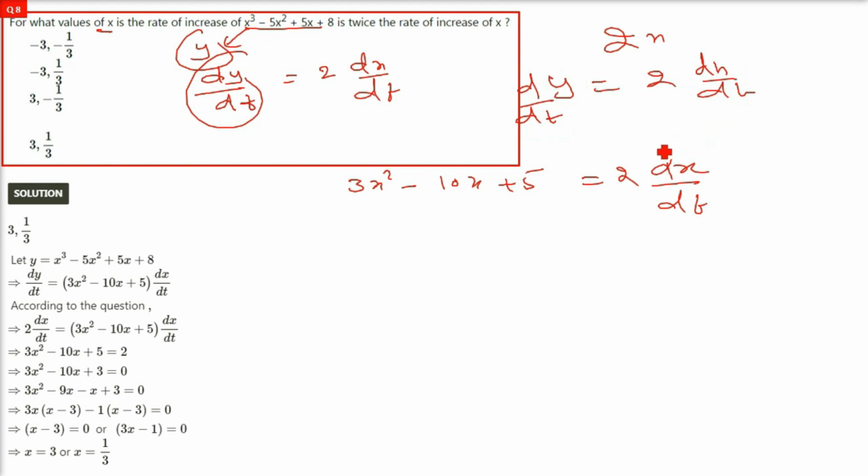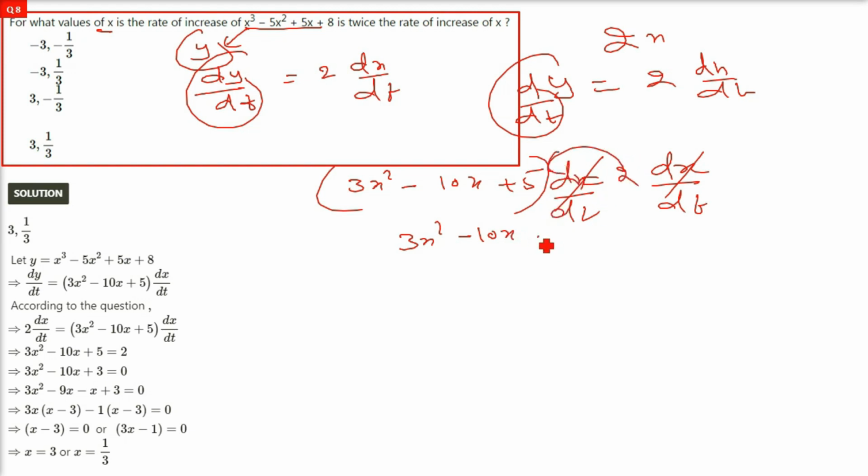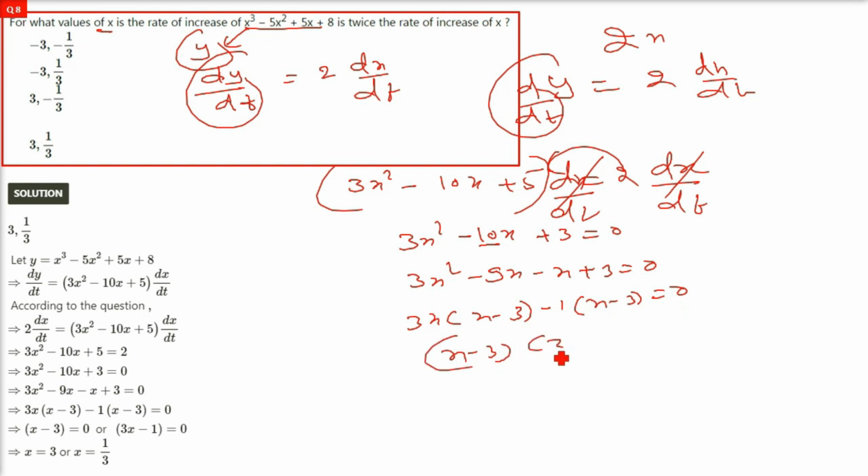That we started, right? Now when you differentiate dy by dt, because we are differentiating with respect to t and x is the variable, we have to introduce dx by dt on the left also, and dx by dt is on the right also. So let me write dx by dt for completion, and you can cancel dx by dt. You will get a quadratic equation that you can solve easily. So 3x square minus 10x, and this 5 minus 2 is going to be 3, so plus 3 equals 0. So 3x square, you can just write it as minus 9x minus x plus 3 equals 0. 3x, you can take common x minus 3, minus 1 common, x minus 3 equals 0. So x minus 3 into 3x minus 1 equals 0.